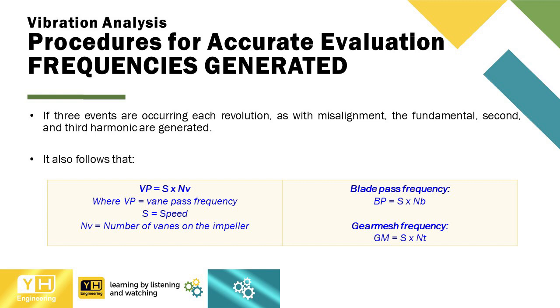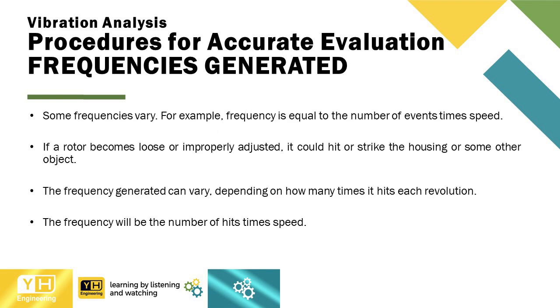It also follows that Vp equals S multiplied by Nv, where Vp is vane pass frequency, S is speed, and Nv is number of vanes in the impeller. For blade pass frequency, Bp equals S multiplied by Nb, where Bp is blade pass frequency and Nb is number of blades. And for the gear mesh frequency, Gm equals S multiplied by Nt, where Gm is gear mesh and Nt is number of teeth.